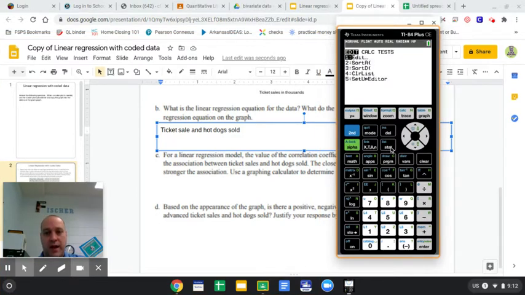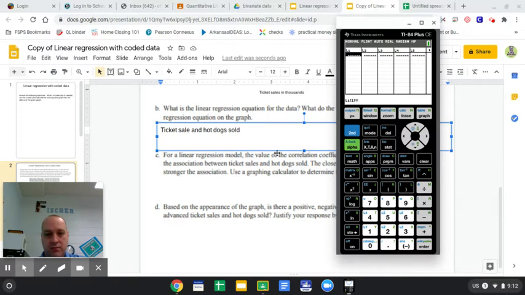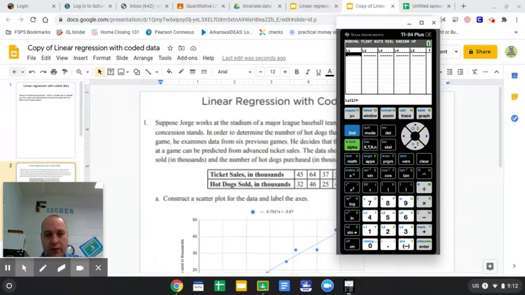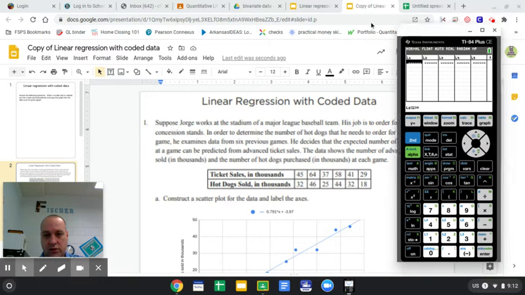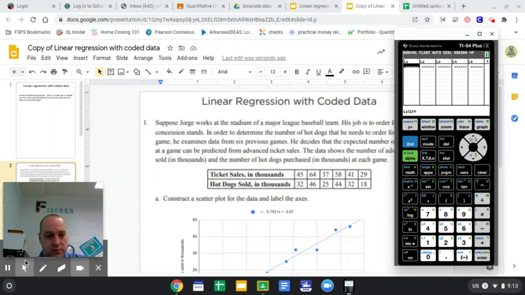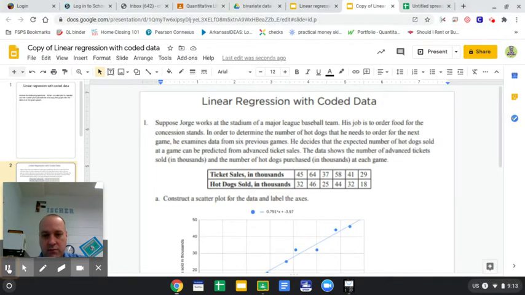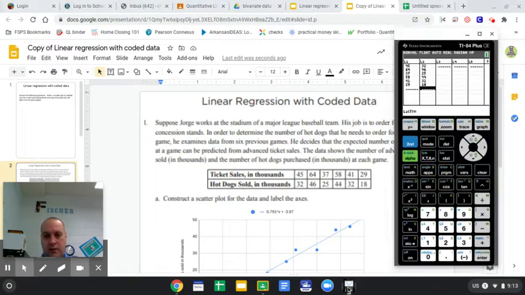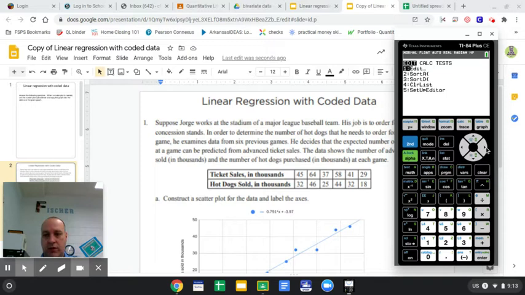I'm going to hit Stat, Edit, and then I'm going to start typing in this data right here. So I'll move this over so I can see it. And I'll pause it while I put it all in. All right, so now the data is in the calculator. You hit Stat, arrow over to Calculate, and I want to go down to linear regression. So number 4. Hit Enter, Enter, Enter, Enter, Enter, Enter.